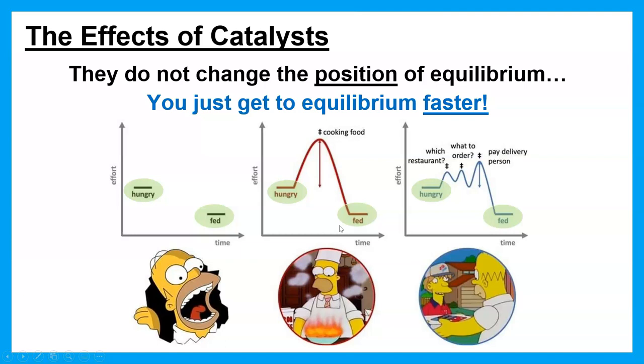Or the alternative mechanism is that you order takeout. And so you have to maybe decide which restaurant, which is a little bit of effort to decide. Then you got to decide what to order, which is a little bit more effort too. Then you got to actually pay for it. You see, it's a different mechanism, but each of these steps is easier than having to cook it all by yourself, right? So just a silly way to try to remember this key thing that they love to try to trick you on.